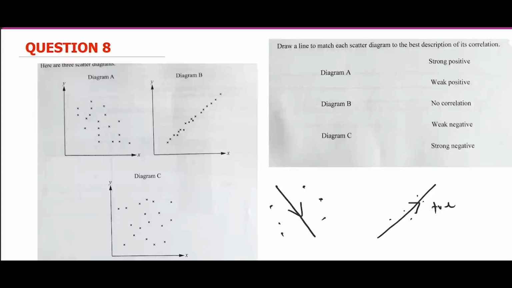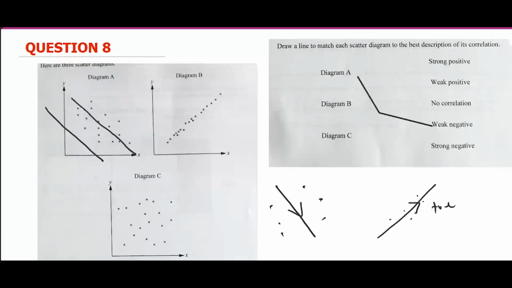Now if you look at A here, you see that A is coming down. As one variable is decreasing, the other is increasing. So this one will be something like this. If you take the best line here, you see that the others are far away. So this will be a weak one and it will be negative. So A will be weak and negative. So we draw it to this here.